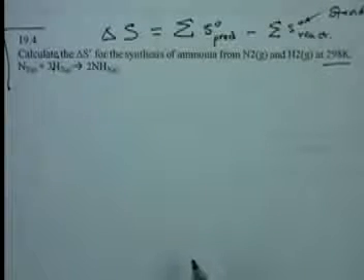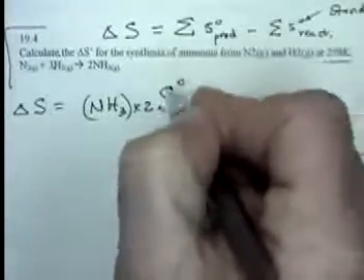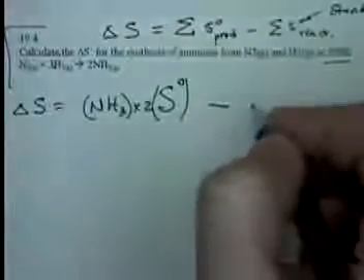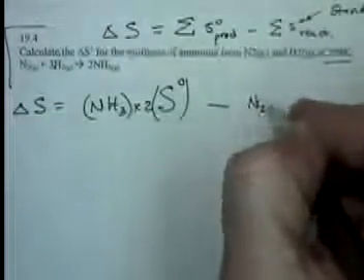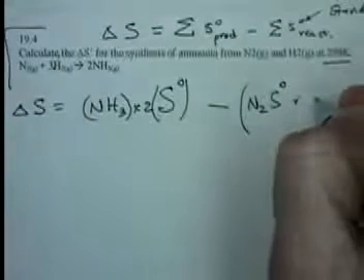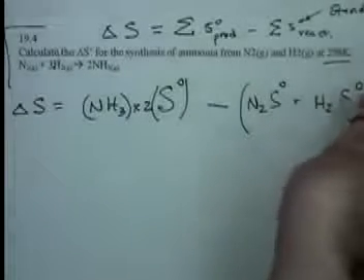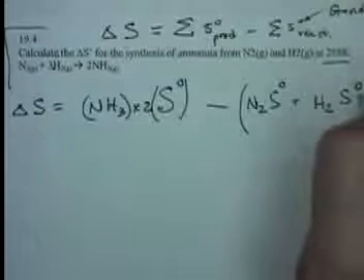To find the entropy of the system and to find out whether we are becoming more organized or less organized, we could take delta S and take the products, which are NH3, there's 2 of those, and find the delta S for that from the back of the book. Subtract from that the N2 delta S plus the H2 change in S, and we'll have to multiply that one by 3, of course, because there's 3 of those.